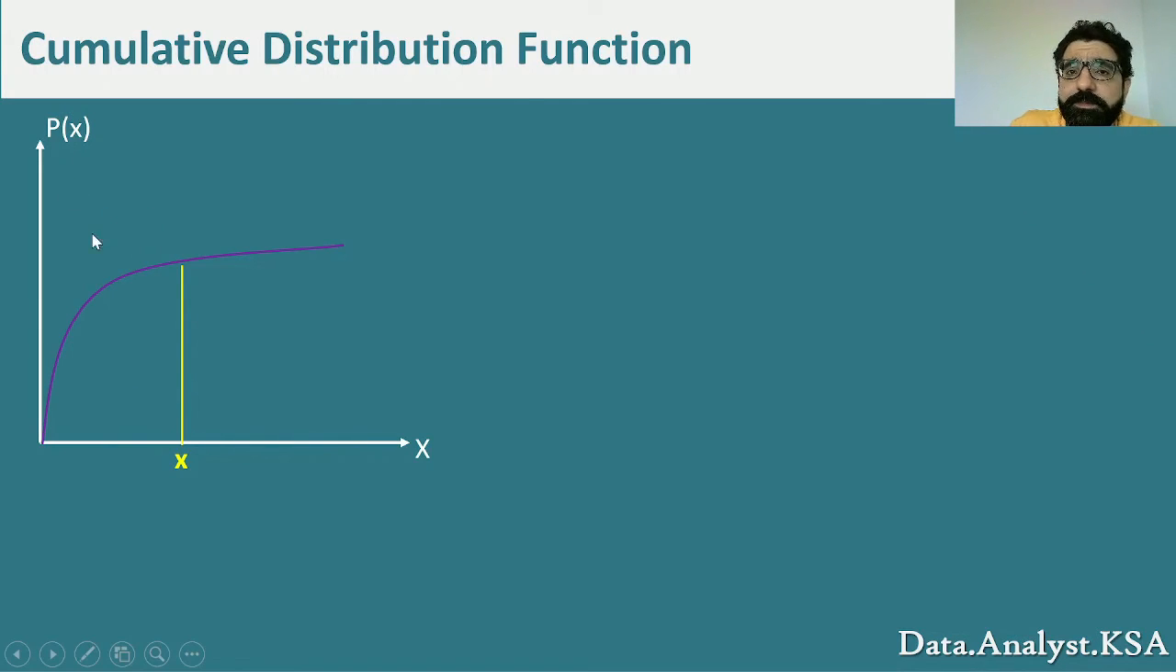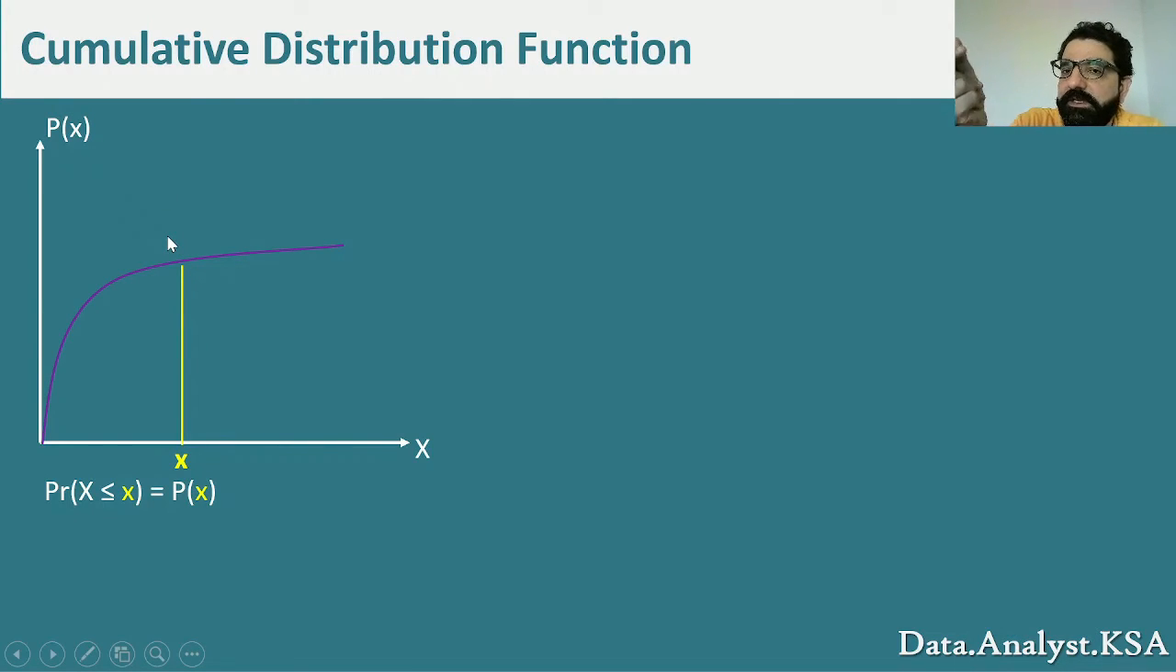So this is my cumulative distribution function, and it's represented as capital P or capital F. P of x for a continuous distribution is representing the area under the curve of the probability density function. So what is it telling me? As we just said, it's telling me the probability of x being smaller than or equal to this small x, and it's equal to P of x.